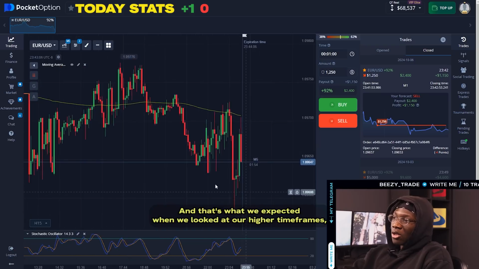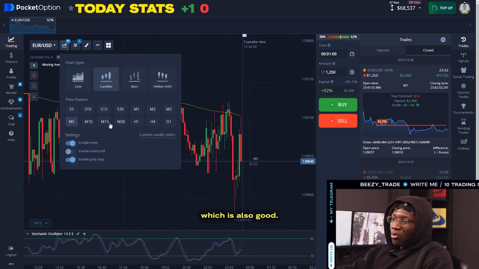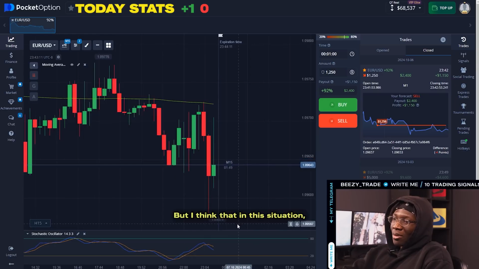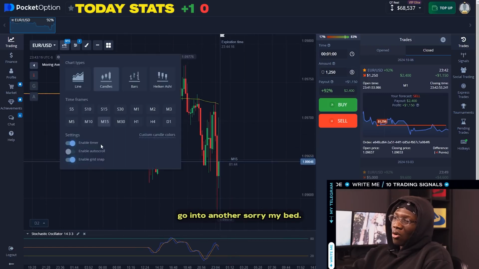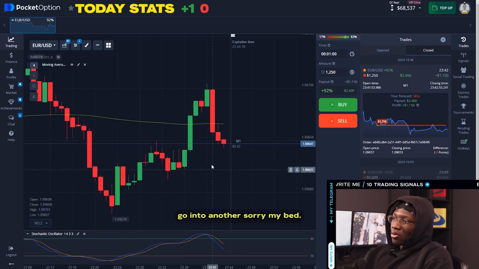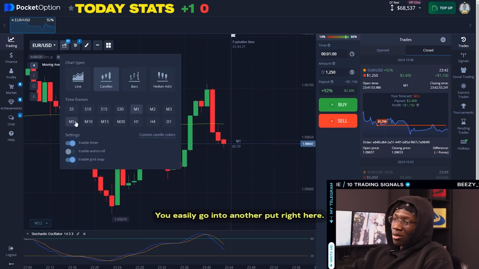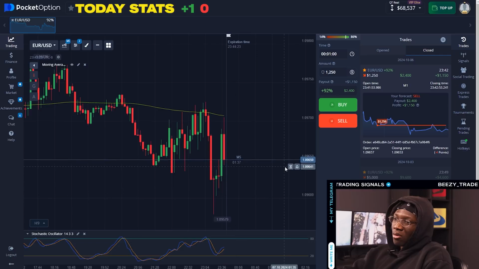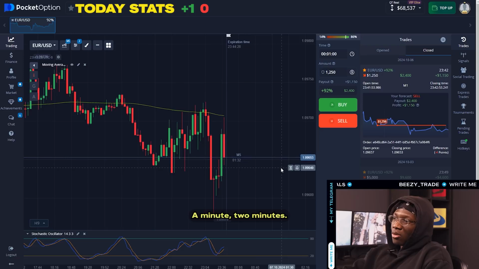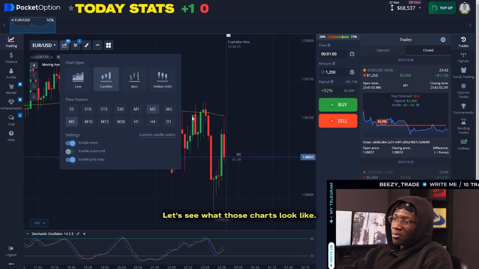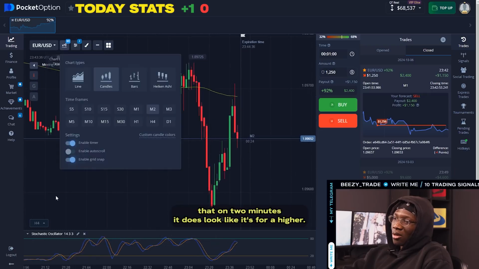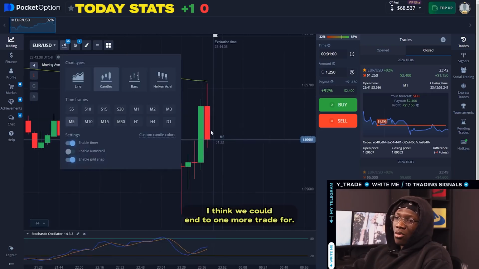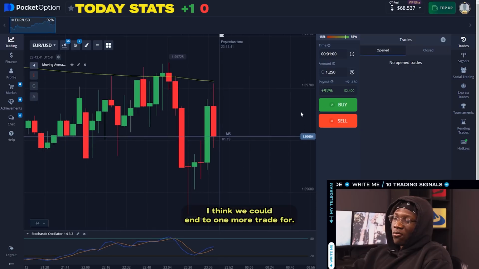And that's what we expected when we looked at our higher time frames, which is also good. But I think that in this situation, you could easily go into another put right here. I think you could go put for 1 minute, 2 minutes. Let's see what those charts look like. Yeah, I think you could probably go, despite the fact that on 2 minutes it does look like it's pulling a lot higher. I think we could enter one more trade.